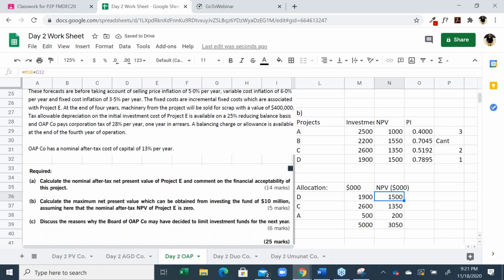Maruf, mutually exclusive means we can't go for these two projects together. Like if you toss a coin, you can't have head and tail at the same time. If you get head, you can't have tail. So these are two mutually exclusive things. They can't be together. So project D and B, they are mutually exclusive, which means that we can't have these two projects together.